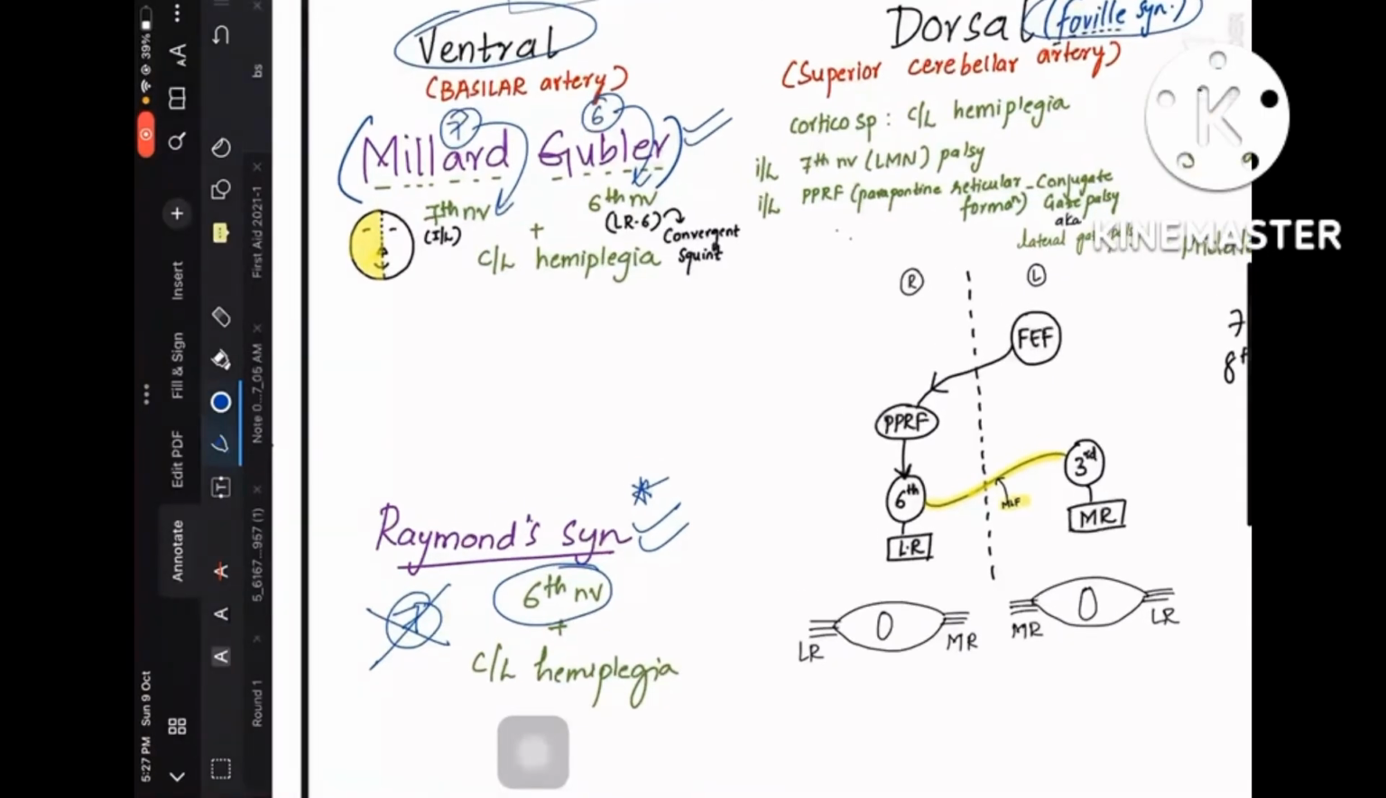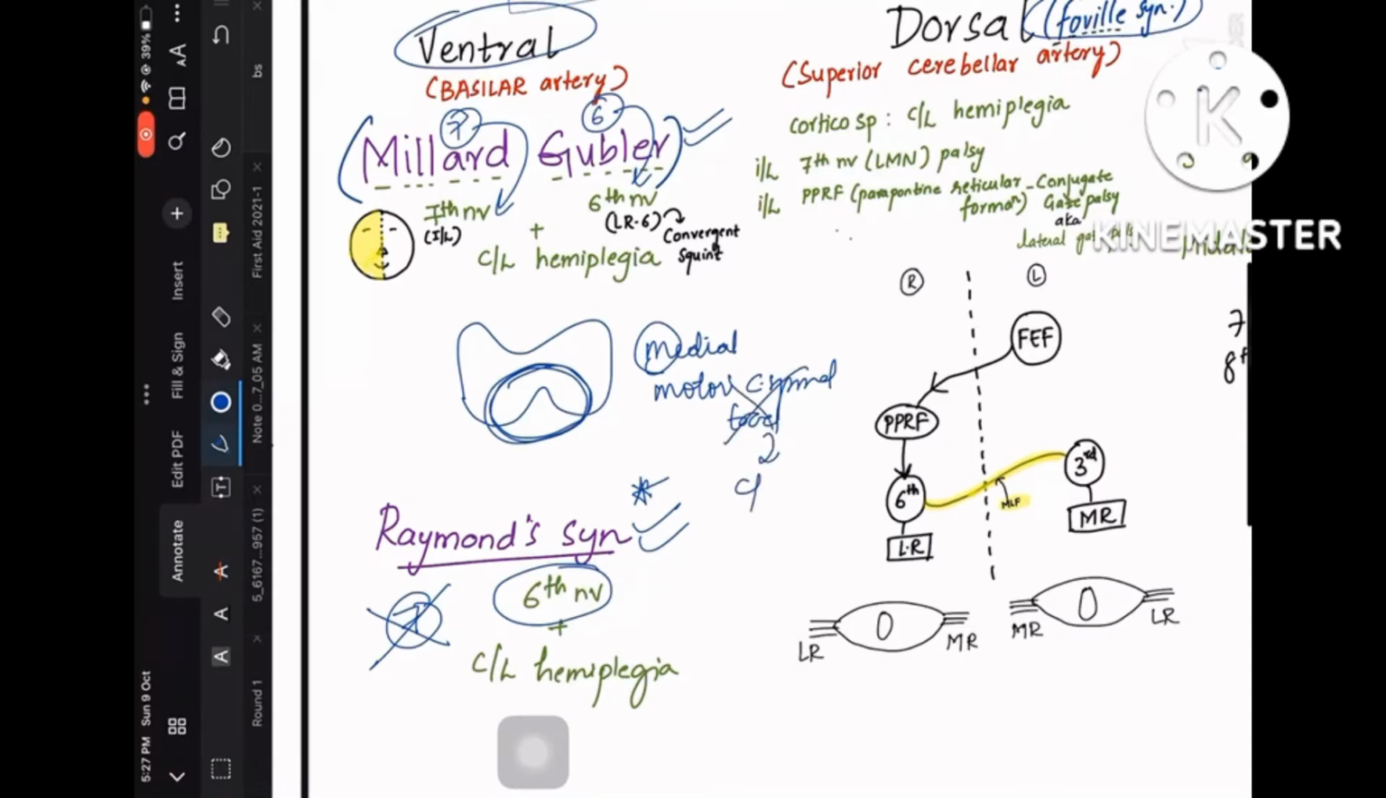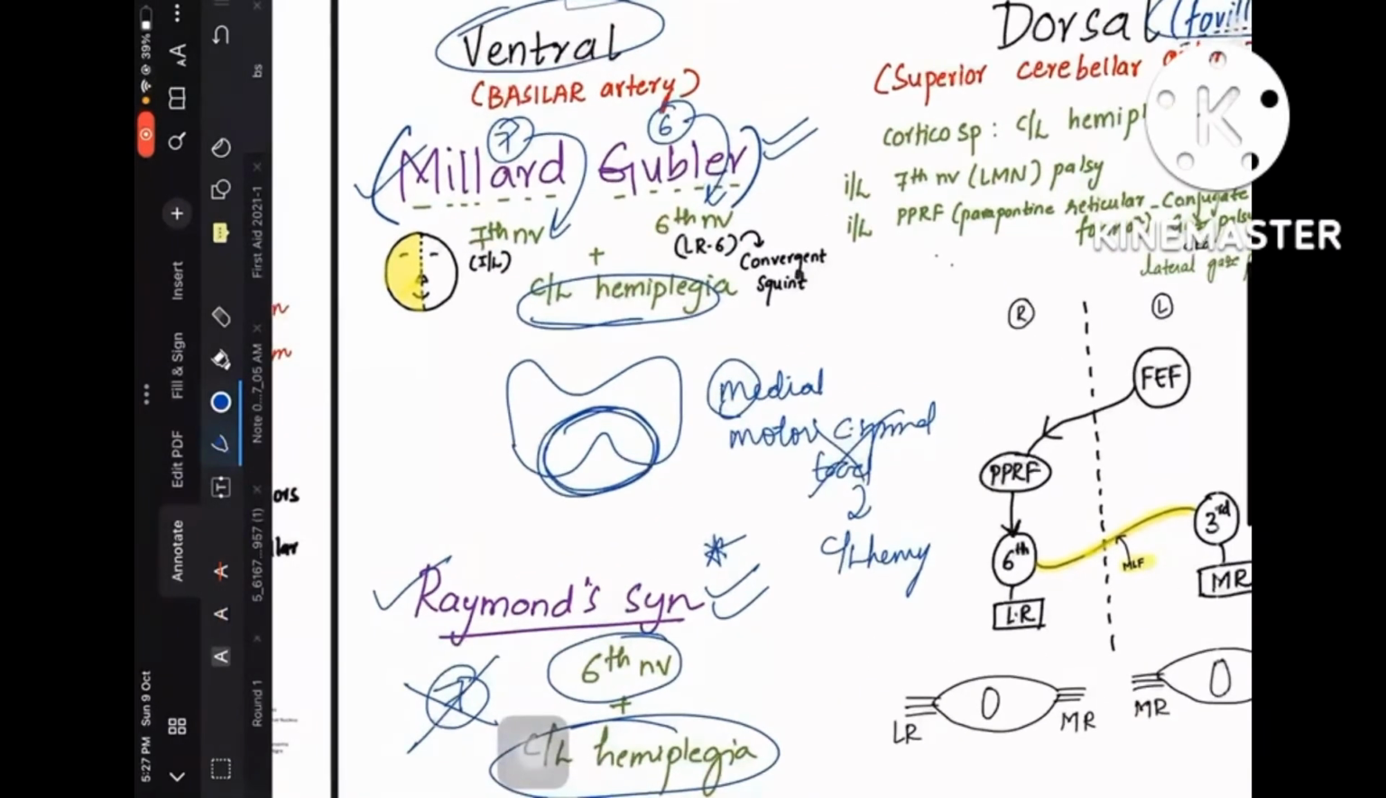So guys, let us suppose this is the pons, and Millard-Gubler and Raymond syndrome occur in the ventral and medial portions. Since we have already learned the medial side, you have M for M, which is the motor tract, the corticospinal tract. When the corticospinal tract is lost, that leads to contralateral hemiplegia, right? So that's why contralateral hemiplegia is seen in both syndromes, Raymond and Millard-Gubler. In Millard-Gubler, you have this extra seventh nerve.